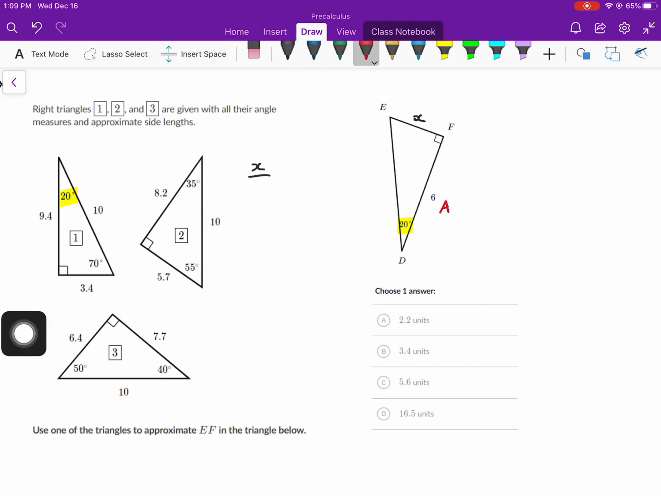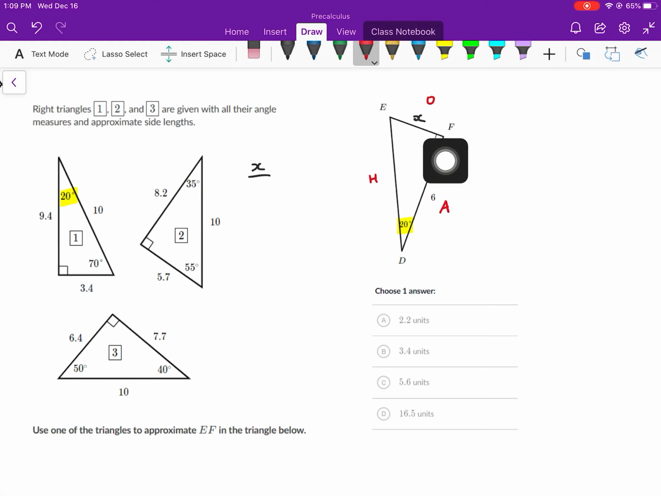So you really got to get the whole idea of adjacent, opposite, and hypotenuse. Hypotenuse is across the right angle. Adjacent's next to whatever angle we're referencing, in this case the 20-degree angle. And then opposite is the one that's across, furthest from our reference angle.